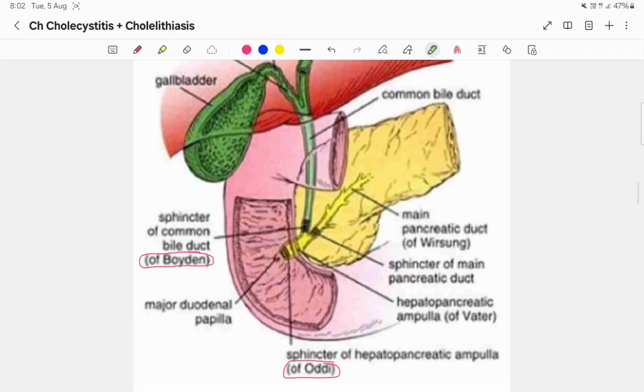Next, in this image I am showing you some important sphincters. The sphincter of Boyden is present in the common bile duct before joining the main pancreatic duct, and the sphincter of Oddi is present before the common hepatopancreatic duct drains into the ampulla of Vater.